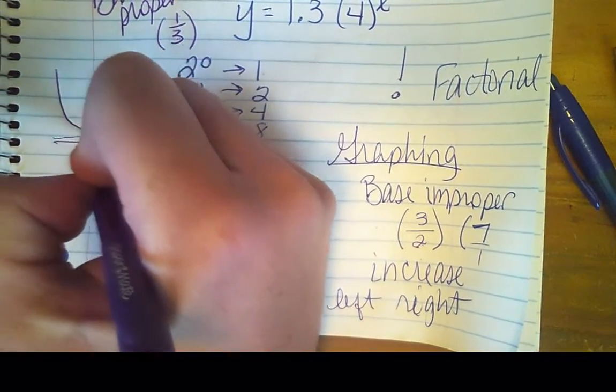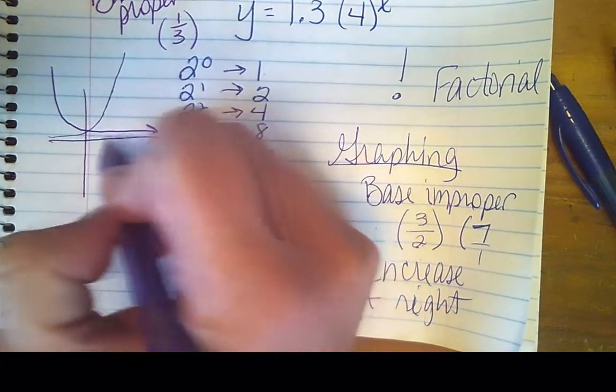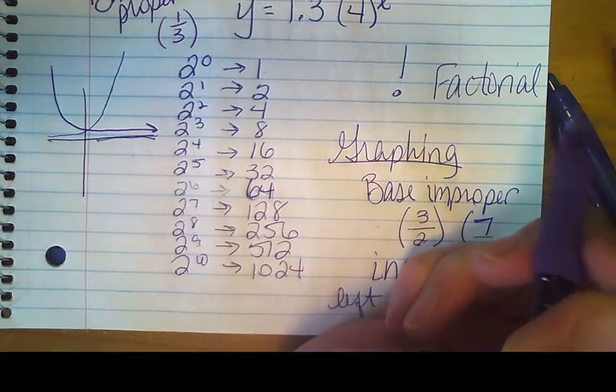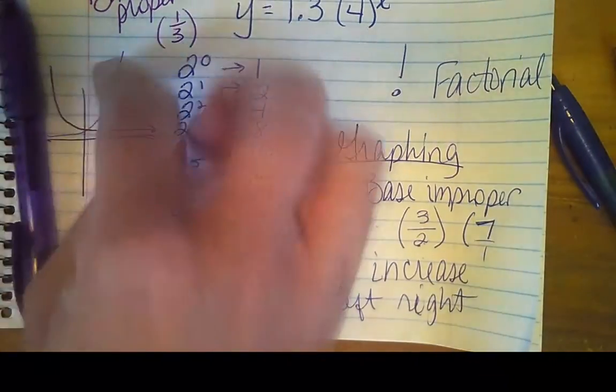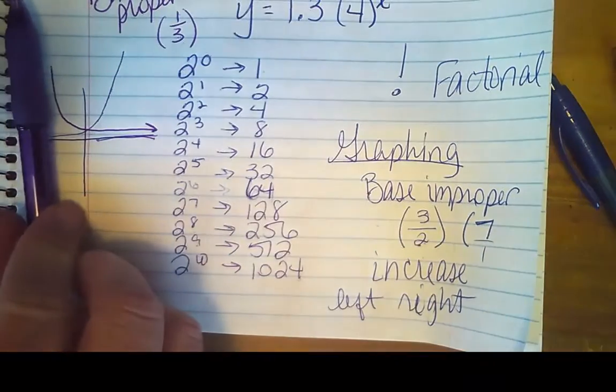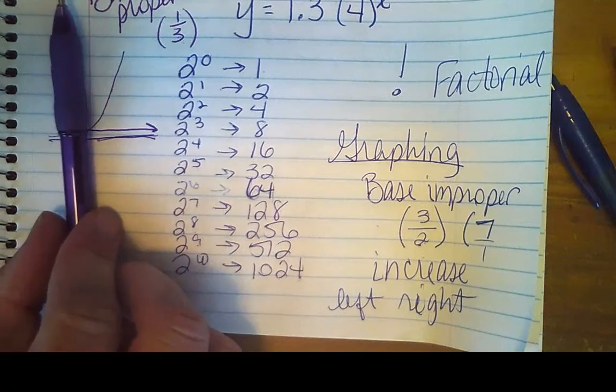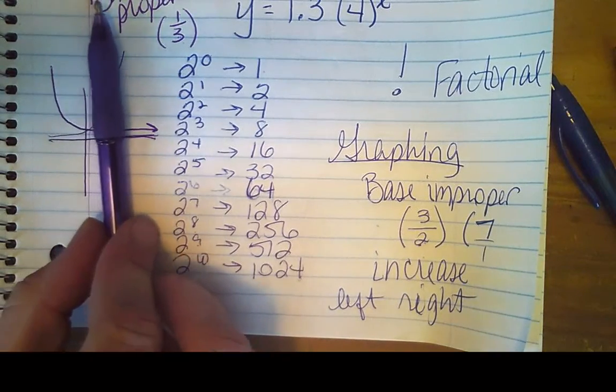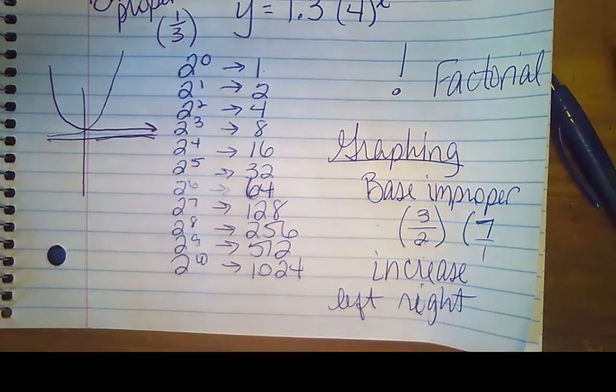So it looks something like this. It'll drop down and then get really, really close to that axis as you go. So as you read this curve from left to right, what is the curve doing? It's dropping down. Okay, so that'll decrease.